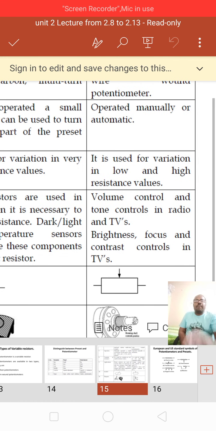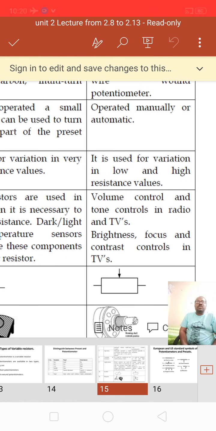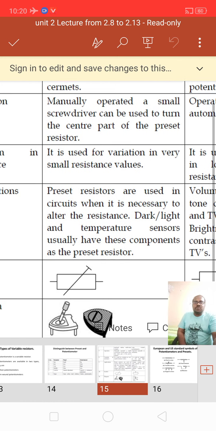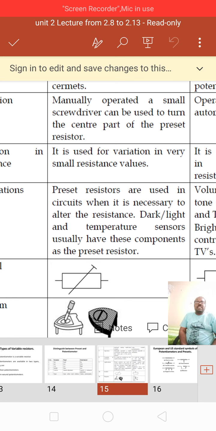Next, potentiometers can be operated manually or automatically, but presets are manually operated with the help of a screwdriver by turning the center part of the preset resistor.